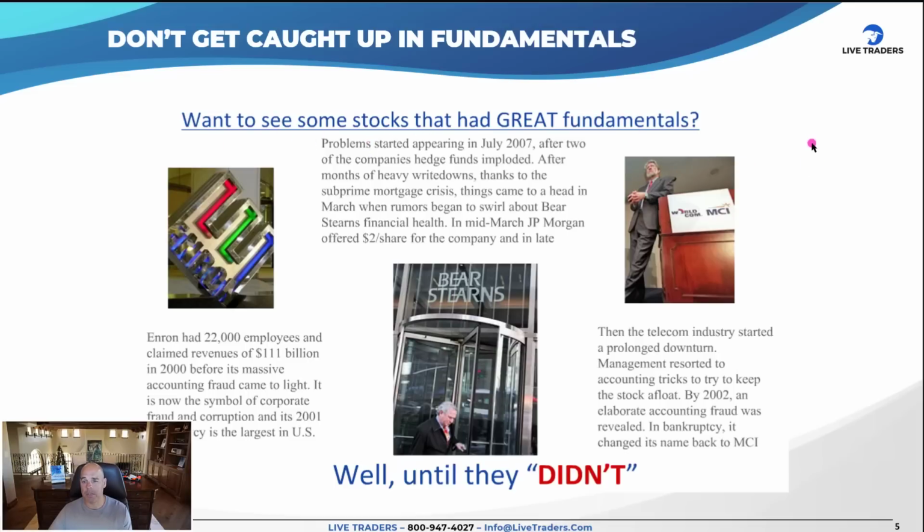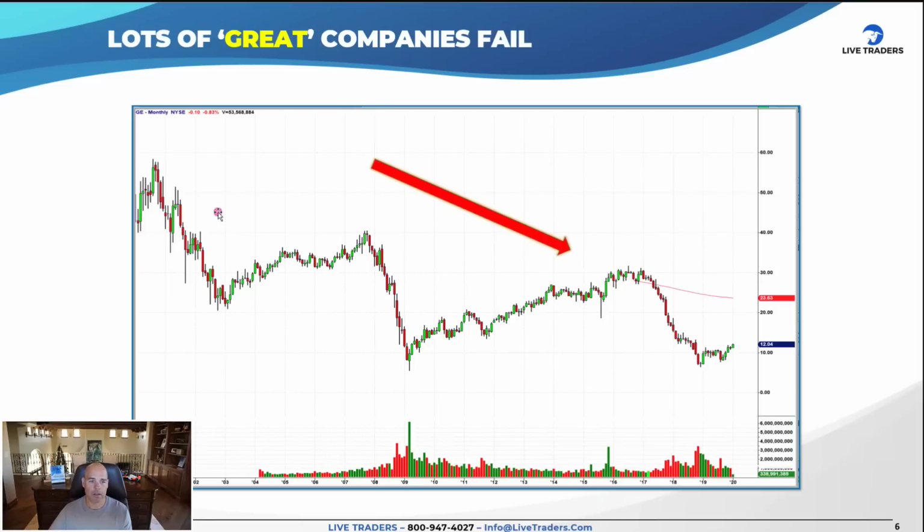Guys, there's lots of companies that are quote unquote great companies, okay? And then they're not. Does that make sense? They're great until they're not. And this is why we have entry prices, stop losses, and targets, okay? So when you see an Enron or a Bear Stearns or a WorldCom or even a General Electric these days, right? You can see them right here.